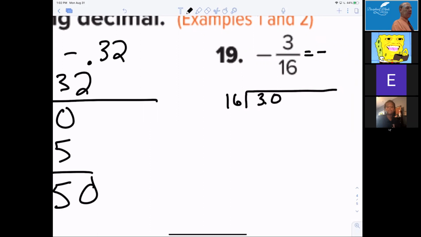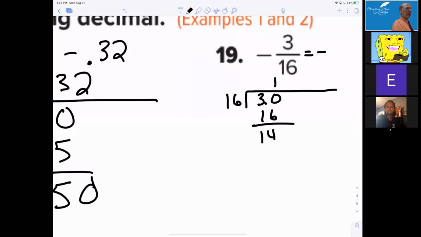All right, start me out. How many times does 16 go into 30? Once. When I subtract, I get 14. Add a, what am I adding? A 0. Right, so how many times does 16 go into 140?